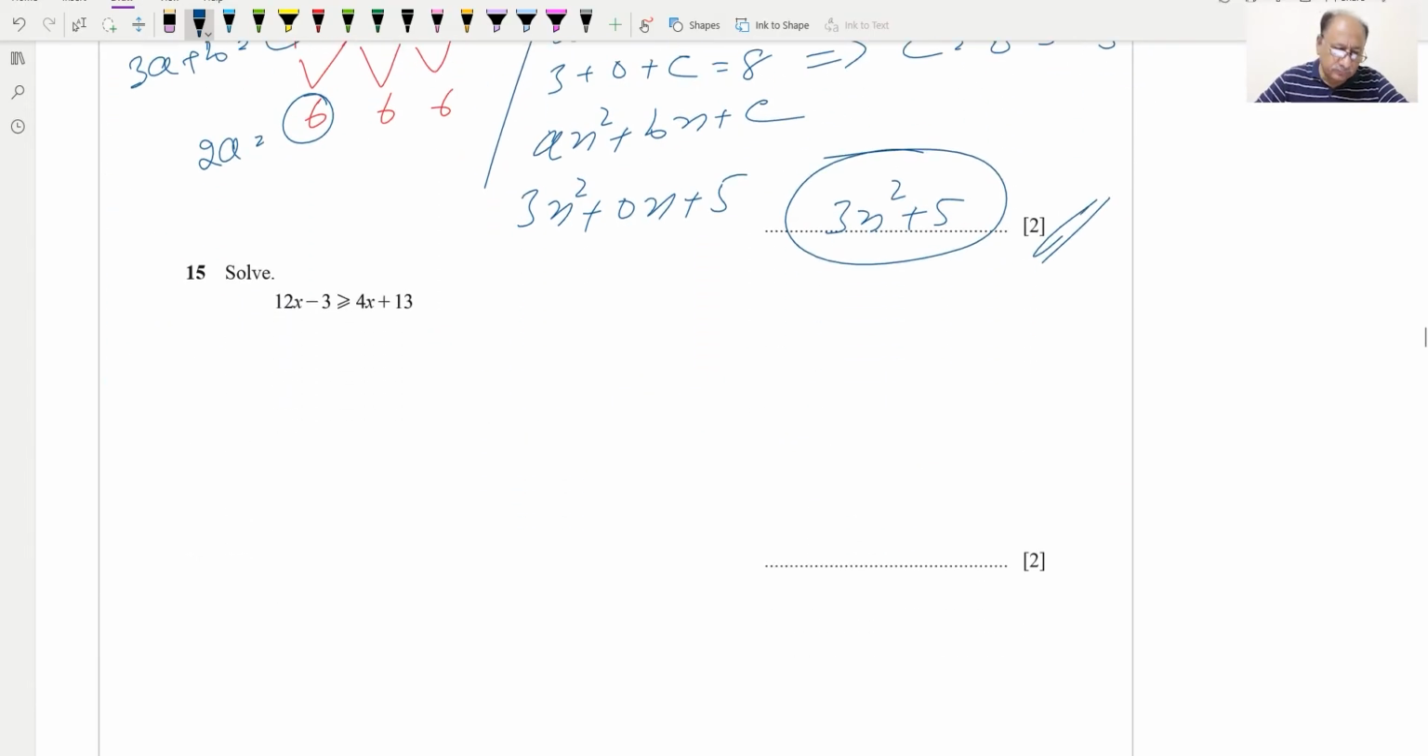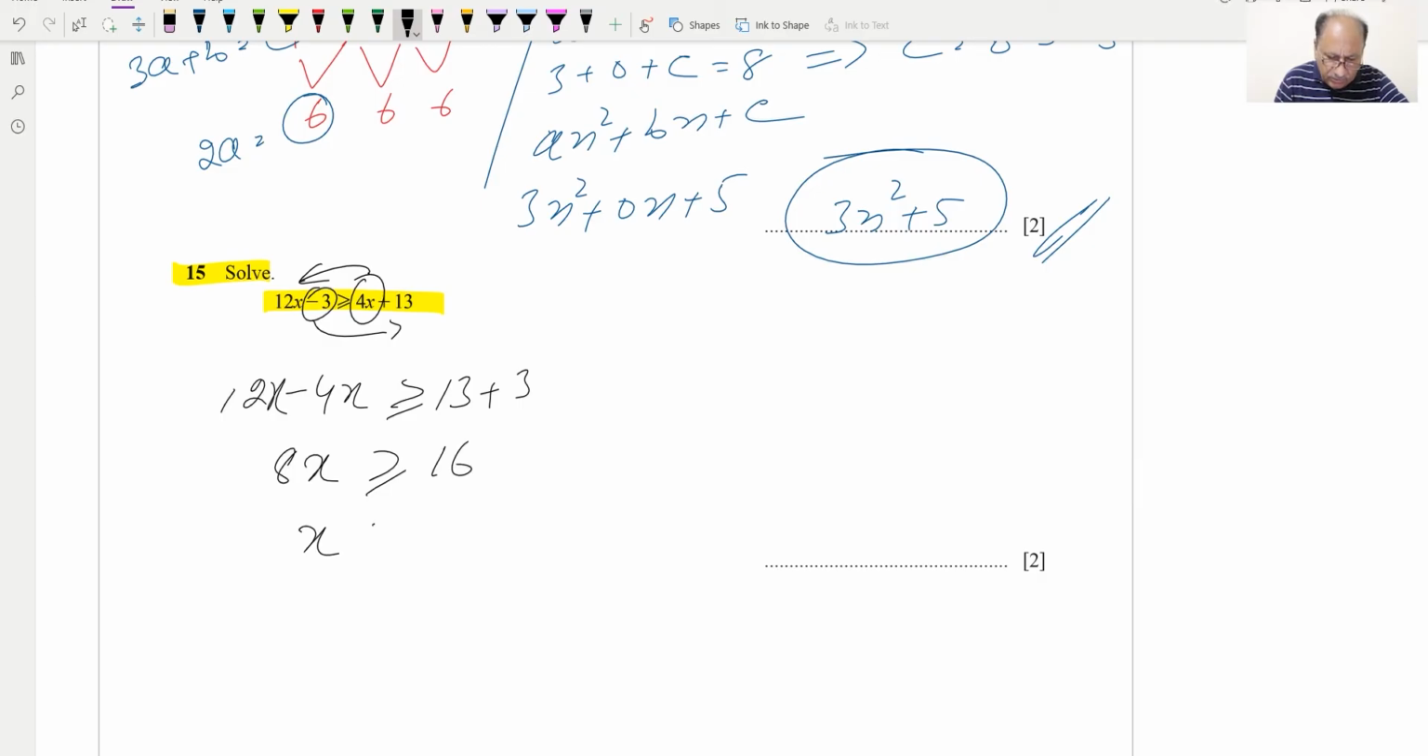Now question number 15, which is inequalities, and this is also simple. So if we shift 4x to the other side and minus 3 to this side, our equation will be modified to 12 minus 4x is greater than or equal to 13 plus 3. So we can write this will be 8x is greater than or equal to 16, so x is greater than or equal to 2. Now x is greater than or equal to 2 is our answer, and this is for 2 marks.